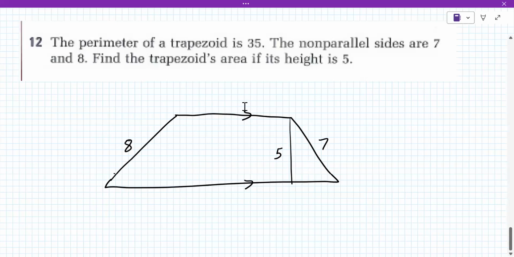We need to find the area. Well, the area requires you to know base 1 and base 2, but we don't know that. But we know that the perimeter is 35, so we need to somehow use that. Any ideas on using the perimeter?